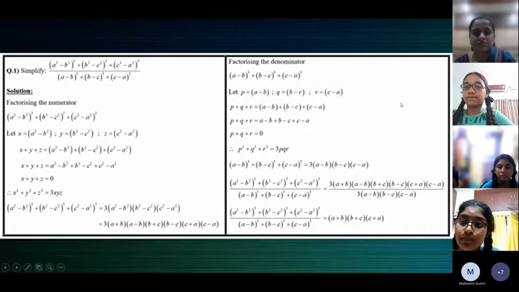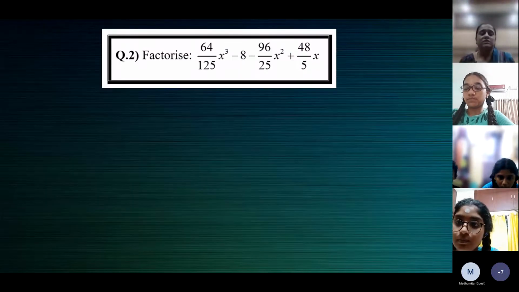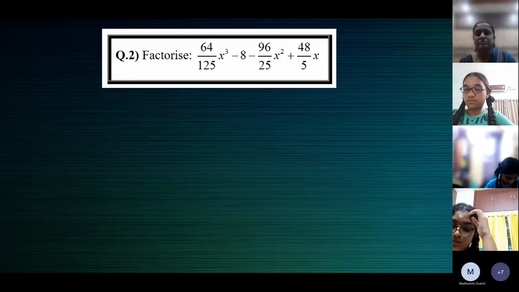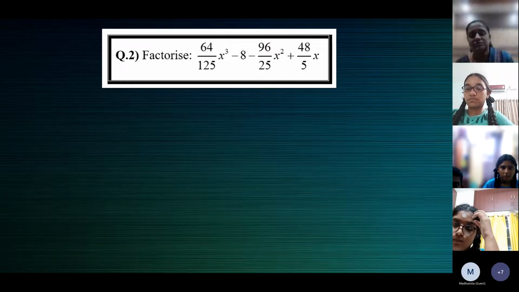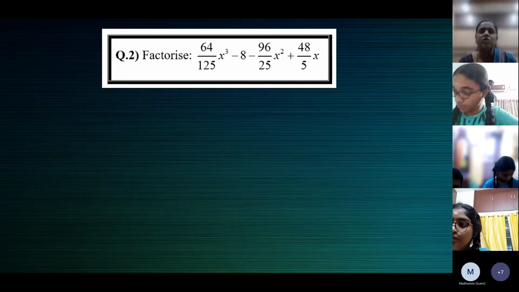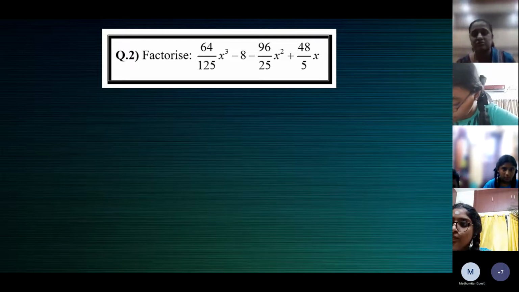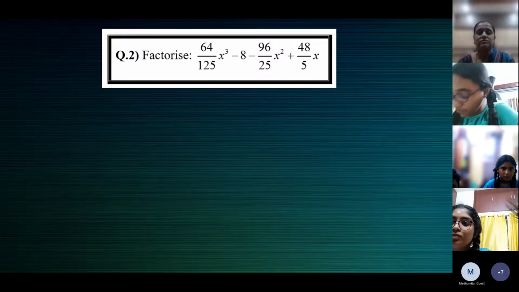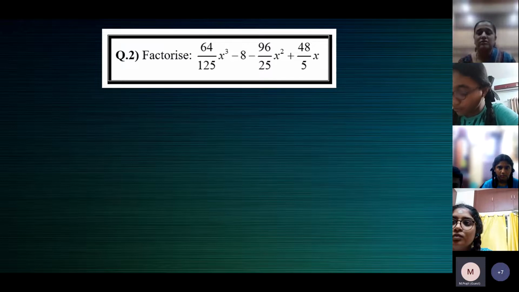All right, children. This is the next one. Factorize the expression given. So how many terms, children? 4 terms. Very good. How many perfect cubes? 3, 4, 2, ma'am. 2. Yes, 8 can also be written as a perfect cube. All of you agree? 2 perfect cubes?